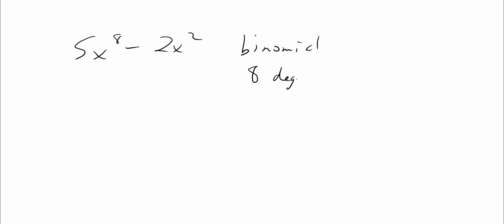So if I do 5x to the eighth minus 2x squared, I can ask you two things now. I can say, tell me by number of terms, and you say, oh, there are two terms. It's a binomial. And then I say, what degree is it? You say, oh, it's degree 8, because that's your biggest number. And it's in standard form, because it's going from biggest exponent to smallest exponent.